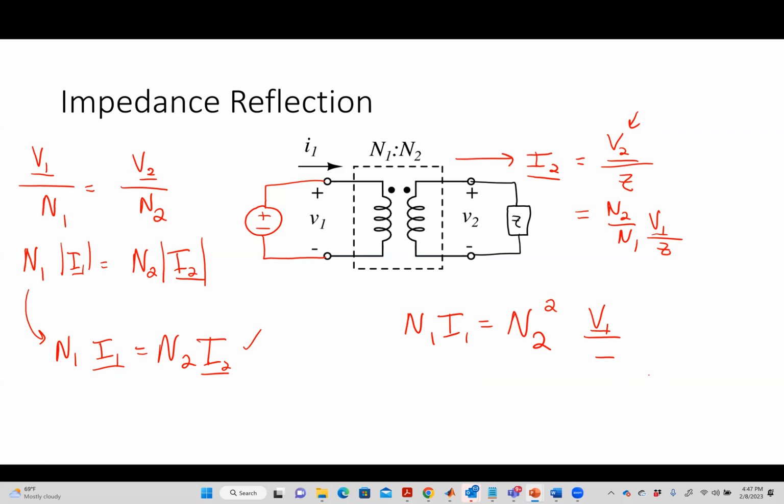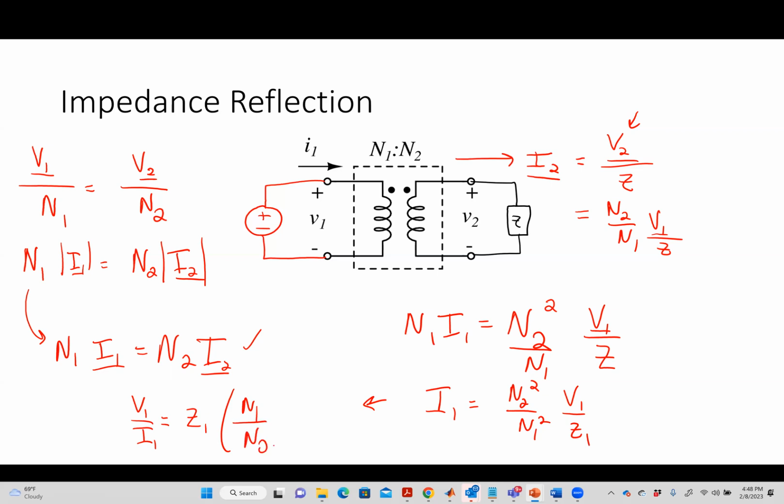Okay. And there's an N1 right there. All right. So what is I1? I1 is N2 squared over N1 squared times V1 over Z. Now, what I typically do is I rewrite this a little bit, as V1 over I1. So I basically just rearrange it. V1 over I1 equals Z1 times N1 over N2 squared. That's just a rearranging of the math.